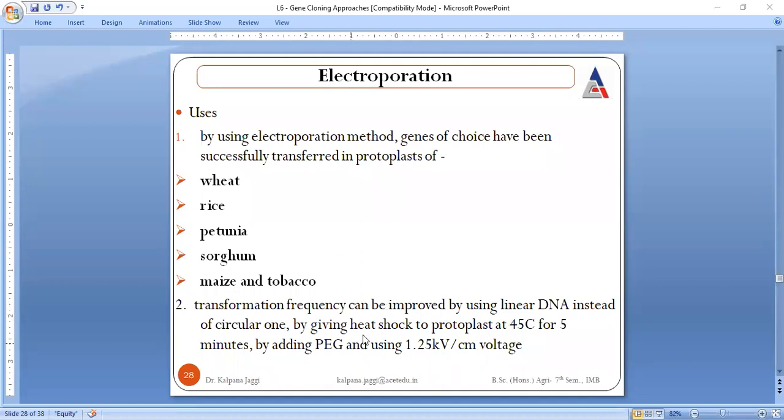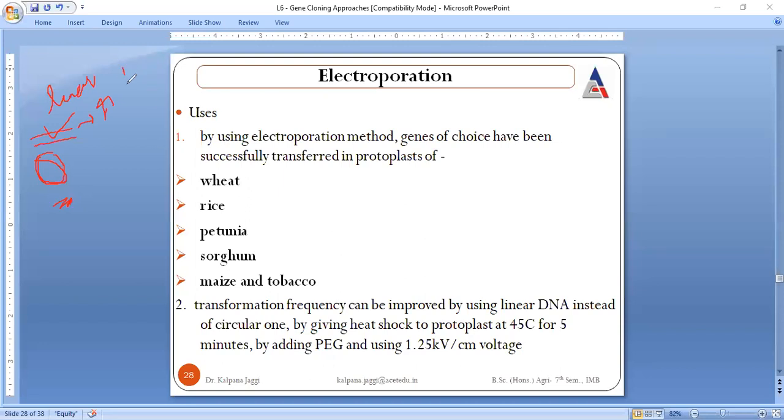How can we improve the transformation frequency? We can improve it by using linear DNA, right? See, there are two forms of DNA. One is linear DNA, and another is the circular form of DNA. So the frequency, that is, how much DNA enters the host genome, can in turn be increased by using this simple DNA, called linear DNA, instead of using circular DNA.